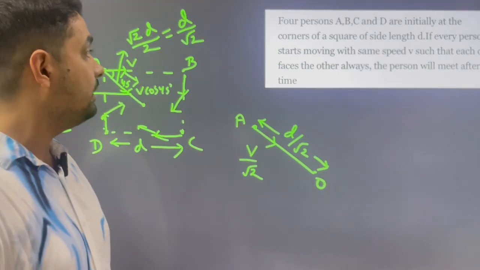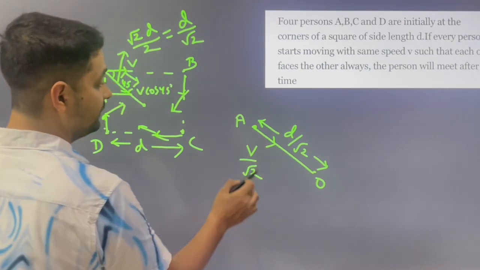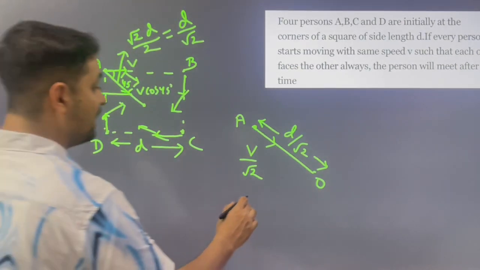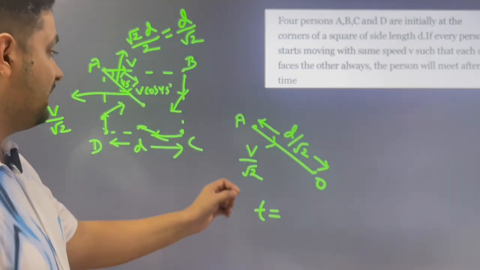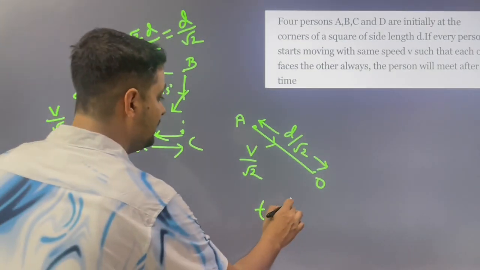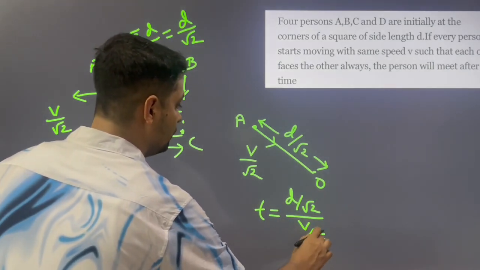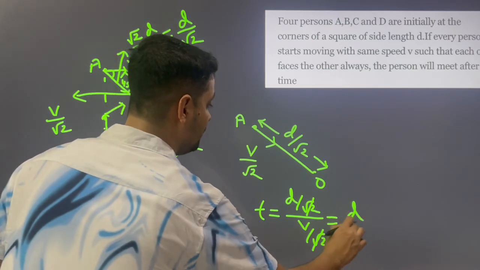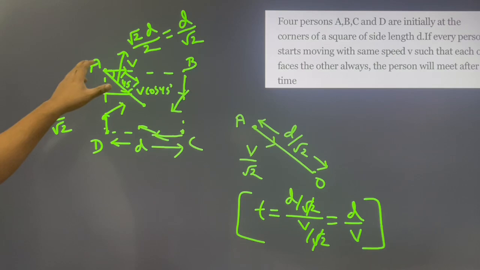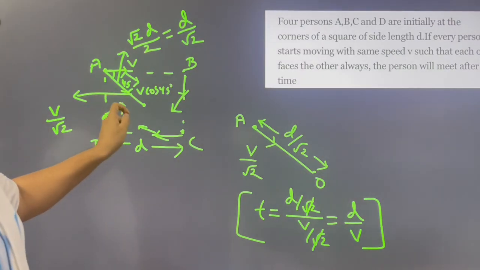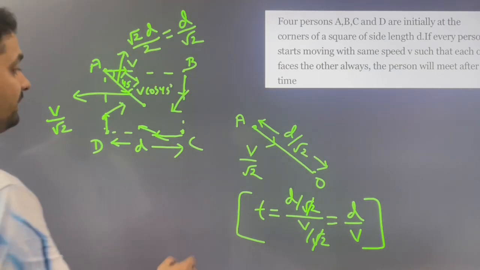Now we have to find what? We have to find the time after which the persons will meet. So speed equals distance by time, then time equals distance by speed. That means d by root 2 divided by v by root 2. Root 2 cancels. It is d by v. So this is the time after which each person will meet, and they will meet at the center of the square. Okay, so this is your right answer, d by v.